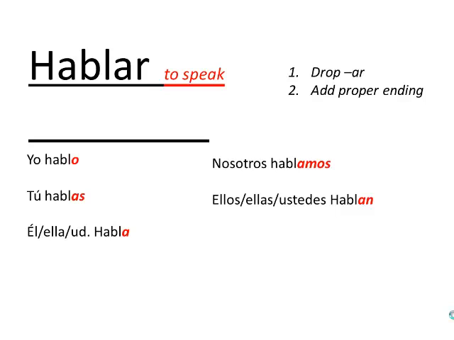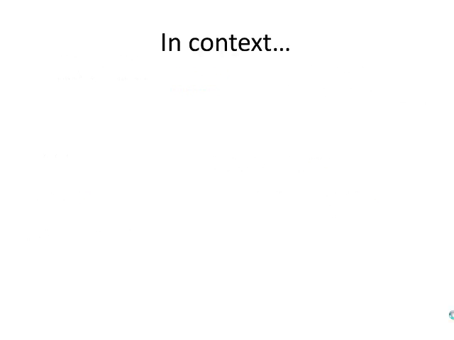So no matter what the verb is, you'll follow these same two steps. You'll drop the AR and add O for the yo form, AS for the tú form, and A for the él, ella, usted form, AMOS for the nosotros form, and AN for ellos, ellas, ustedes. Okay, so a little practice in context.